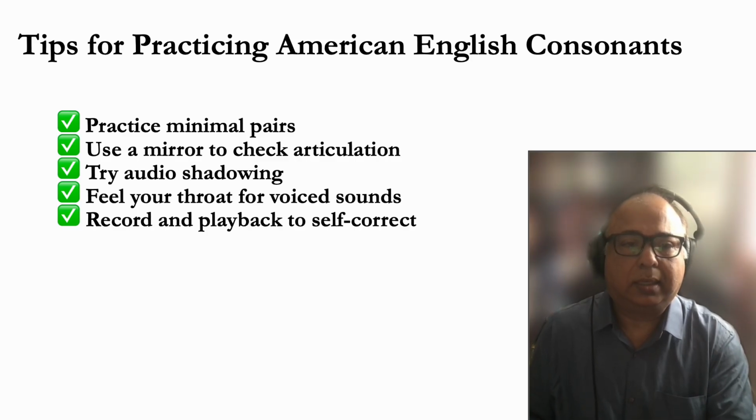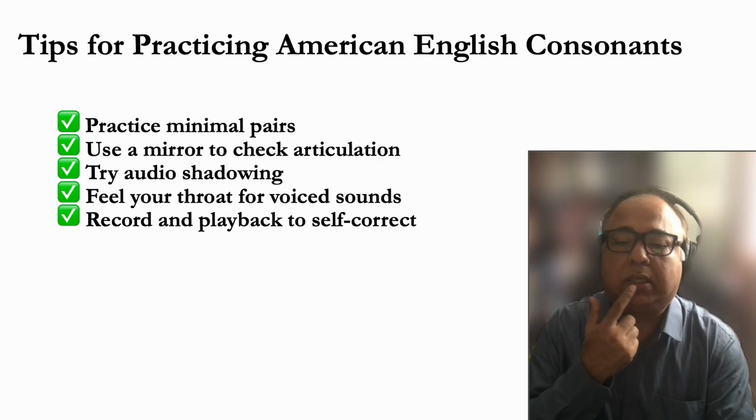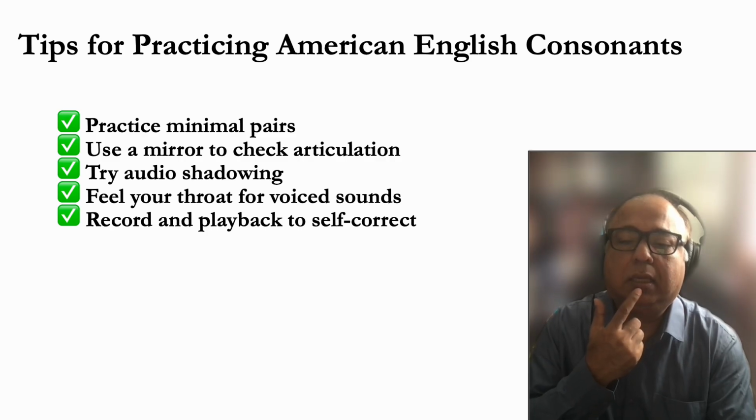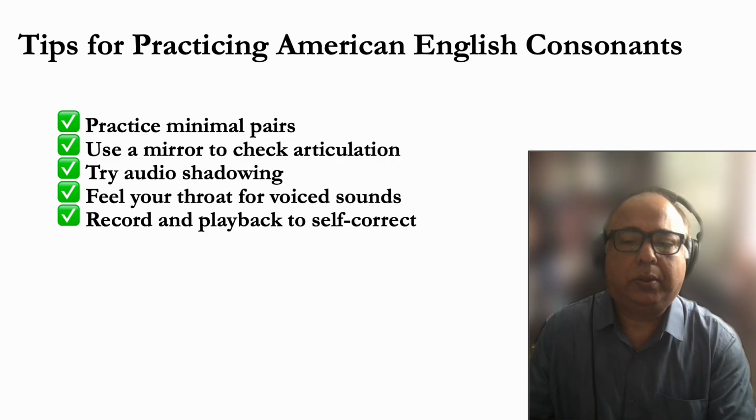Before we end this lesson, let me give you some tips for practicing American English consonants. As I just said, practice minimal pairs, such as rate and late. Use a mirror to check articulation. Now, I showed you, I use my hand and my index finger to do this. Here, touch your upper teeth with your tongue, as in the. So it would be good for you to stand in front of a mirror, look in the mirror, pronounce these consonant sounds, and just pay attention to how you're articulating them.